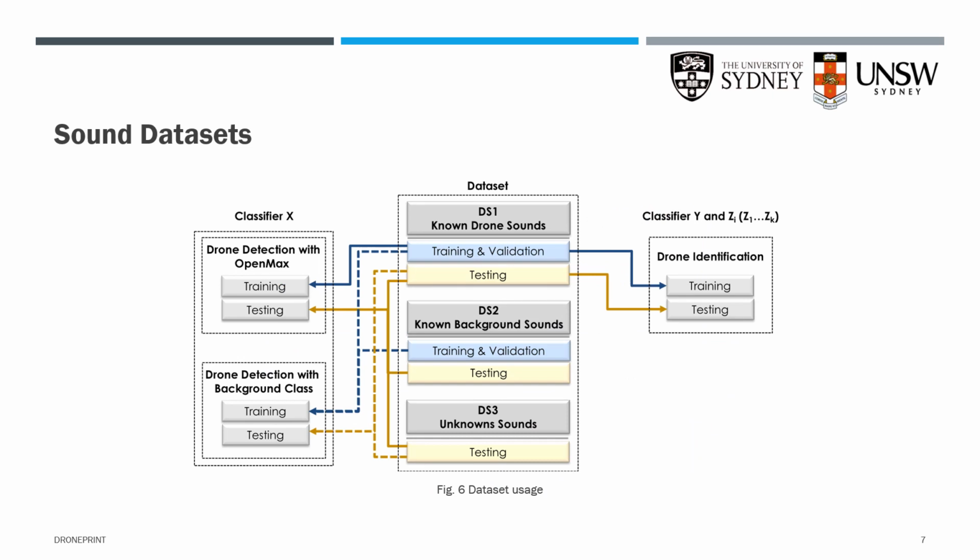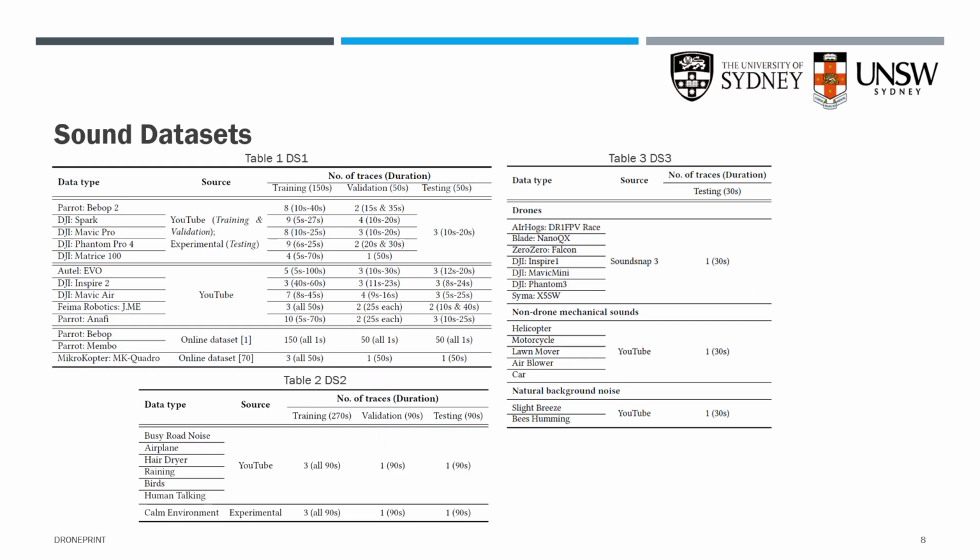In terms of datasets, we have 3 different datasets. Dataset 1 contains drone sounds, and is used for training and testing for drone detection, manufacturer identification, as well as model identification. That corresponds to classifiers X, Y, Z. The second dataset is a background sound dataset, used for training and validation of drone detection. And a third dataset contains completely unknown sounds. That's for testing only, for drone detection. Here's just an overview of the datasets.